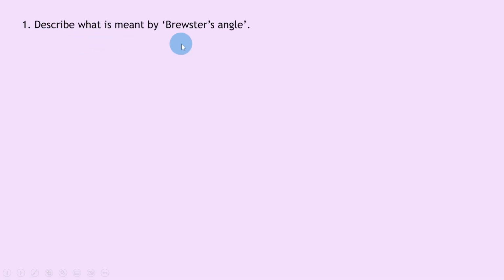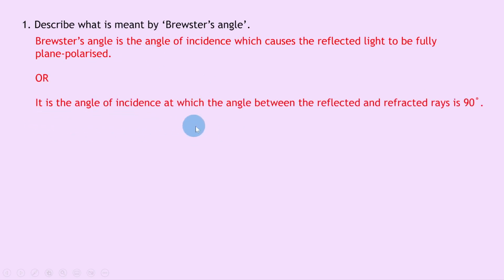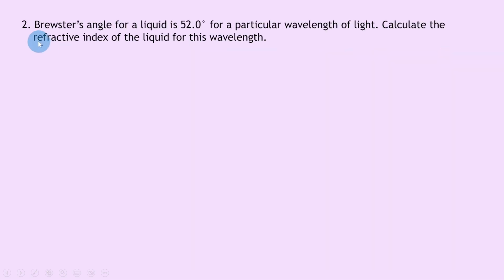So let's get started. Question 1 says, describe what is meant by Brewster's angle. Well, remember from the notes we can define Brewster's angle in 2 ways. So we could say that Brewster's angle is the angle of incidence which causes the reflected light to be fully plane polarized, or we could say it's the angle of incidence at which the angle between the reflected and refracted rays is 90 degrees.